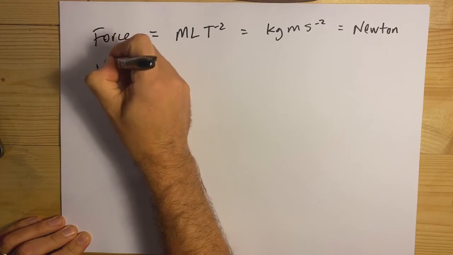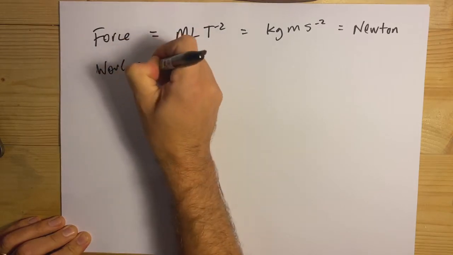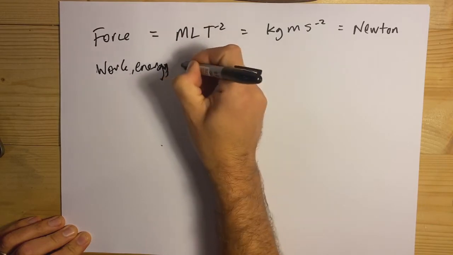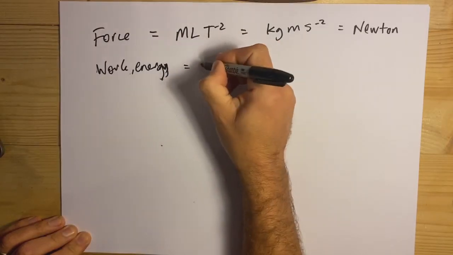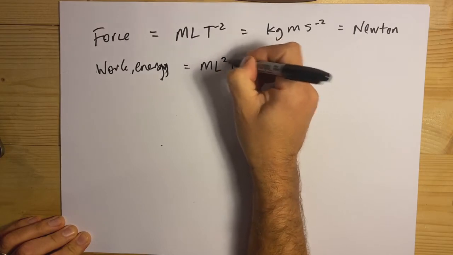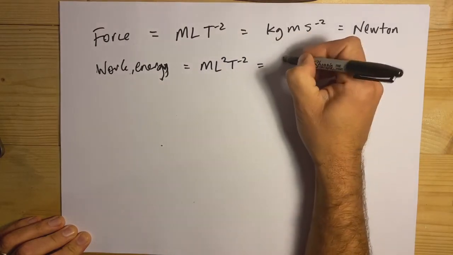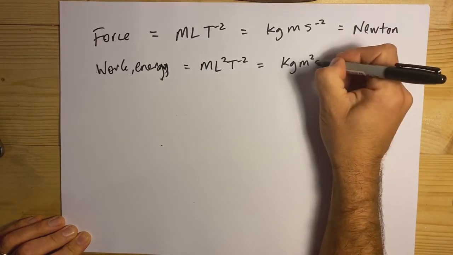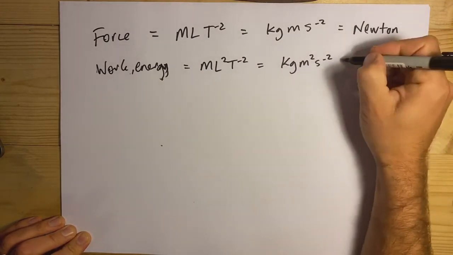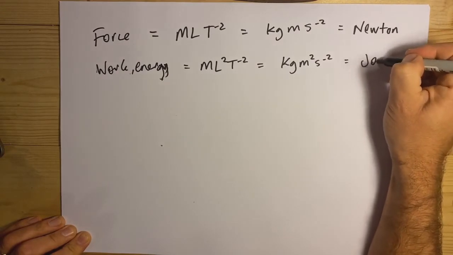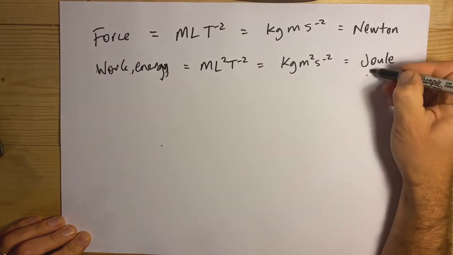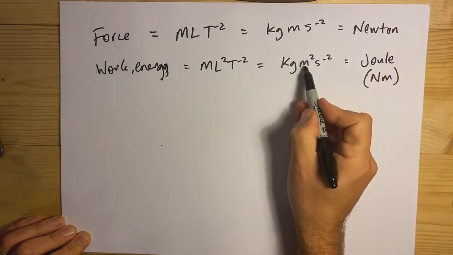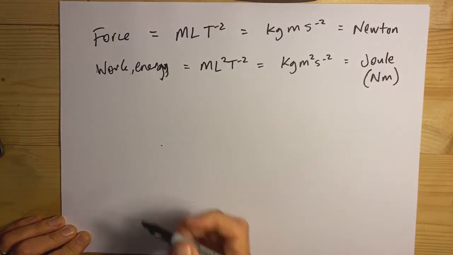Similarly with work, or energy, sorry about my writing, energy that has dimensions of M L squared T to the minus 2. Let's insert some units in here. Kilograms, meters squared per second squared. That is what we call a joule, which is also the same as a Newton meter. Okay, because it's Newton times meters, and we call that a joule.